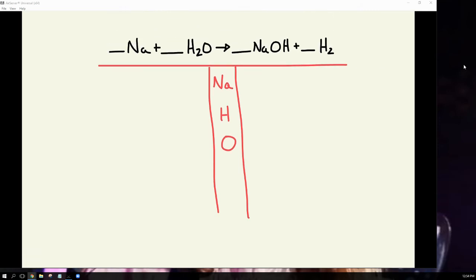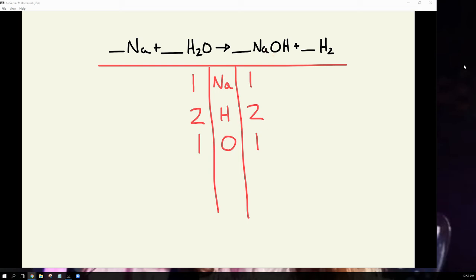Counting my sodiums, I have 1 sodium on the left, 1 sodium on the right. I have 2 hydrogens on the left, 2 hydrogens on the right. It's looking good so far. On the left, I have 1 oxygen, and on the right, I have 1 oxygen. So this looks like it's balanced. Let me double check my counting just to make sure. I'm going to use my cursor. 1 sodium, check. 2 hydrogen, check. 1 oxygen, check.